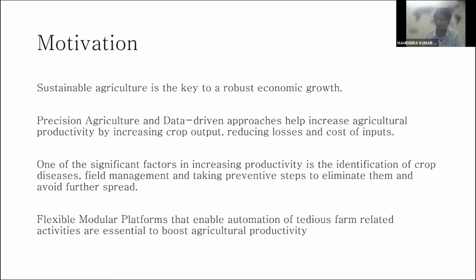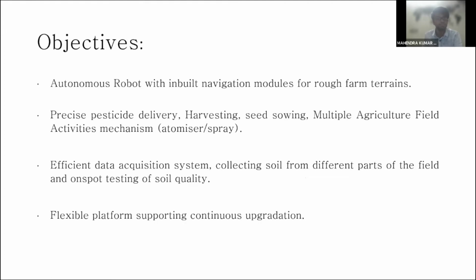As you all know, agriculture and farming is a very tedious task, and with the growing number of population and narrowing of the agriculture land, it will require precision agriculture and data-driven approaches for agriculture productivity and yield increase. So the key objective of my talk today: an autonomous robot with an inbuilt navigation module for rough farm terrains. This is the basic objective of our project.